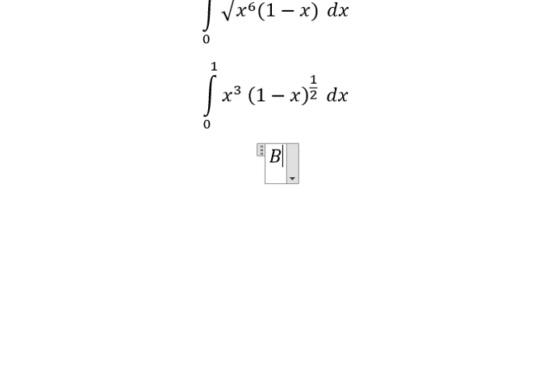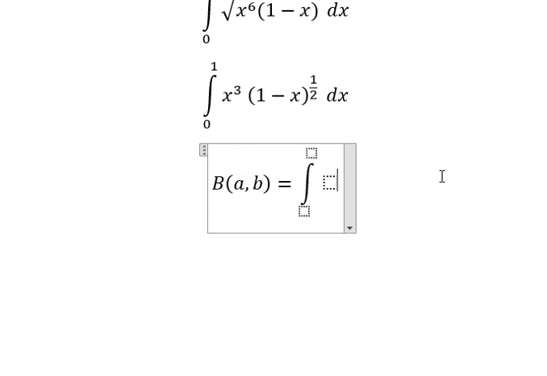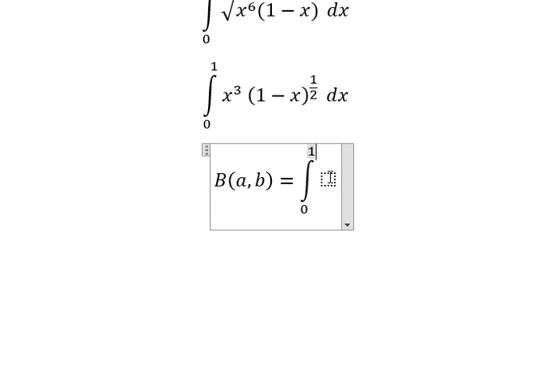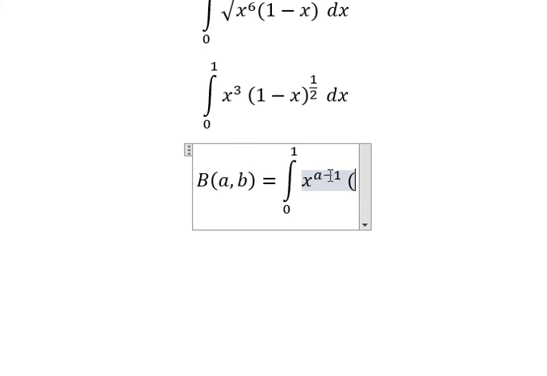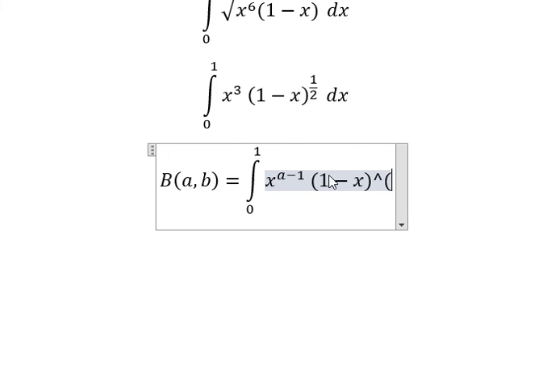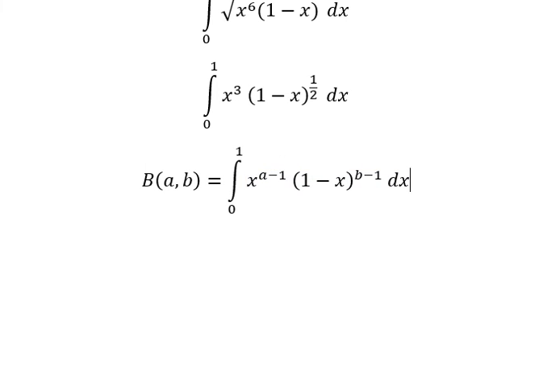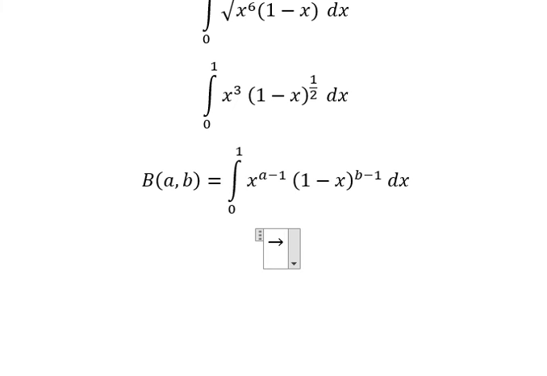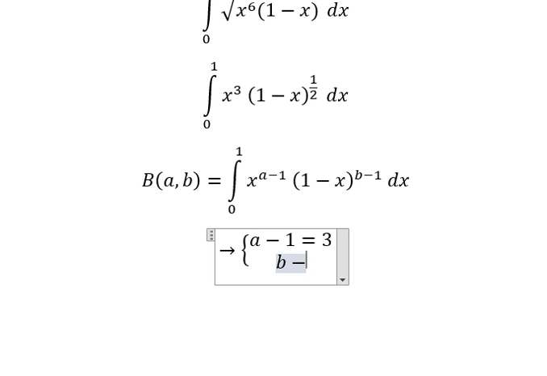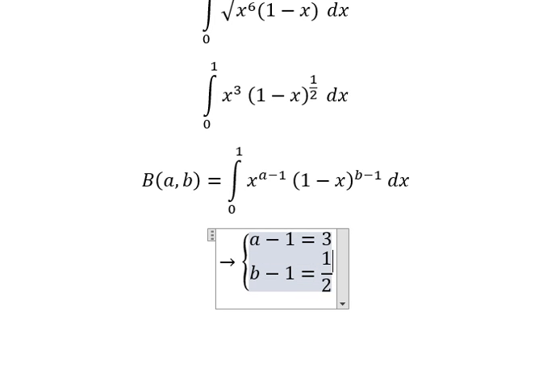That's about the beta function. B(a, b) equals the integration from 0 to 1 of s to the power of a minus 1 times 1 minus s to the power of b minus 1 ds. So we need to find the value of a and the value of b. So we have a minus 1 equals 3, b minus 1 equals 1 over 2.